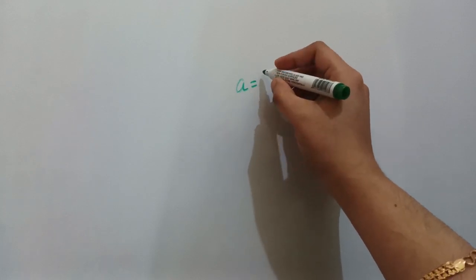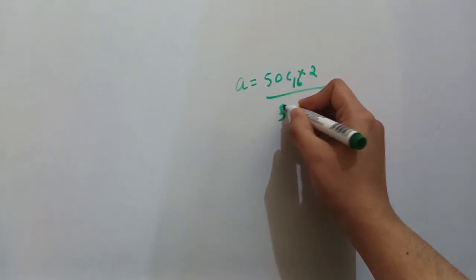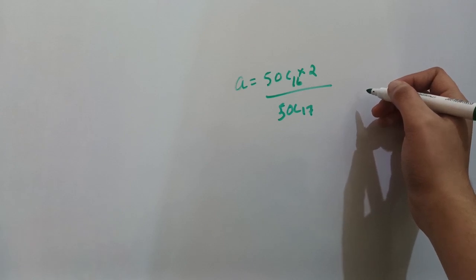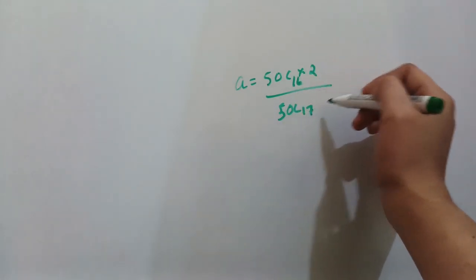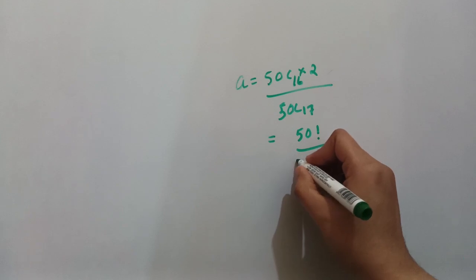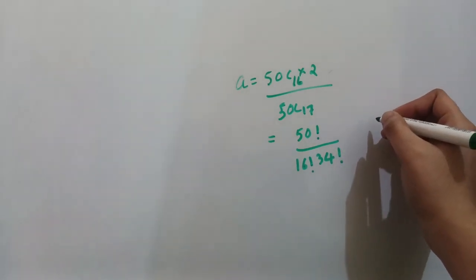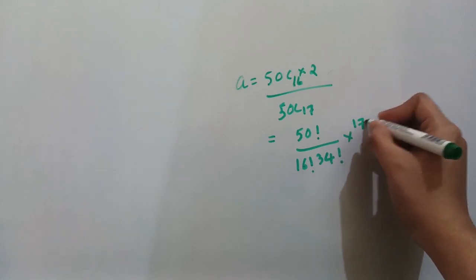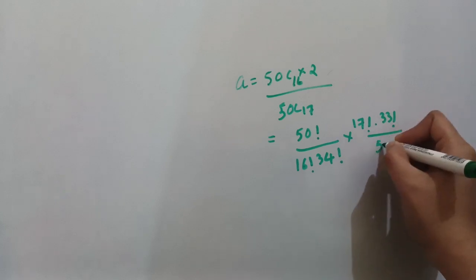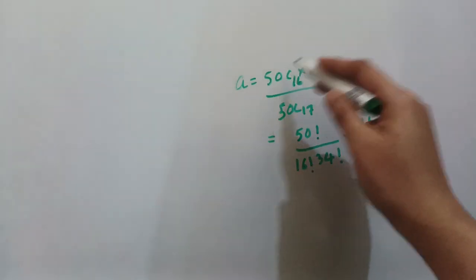That is a equal to 50C16 into 2 divided by 50C17. That is 2 raised to 34 divided by 2 raised to 33 equal to 2. Then 50C16 by 50C17, which is equal to 50 factorial divided by 16 factorial into 34 factorial into 17 factorial into 33 factorial divided by 50 factorial into 2. That we write the formula for the combination.